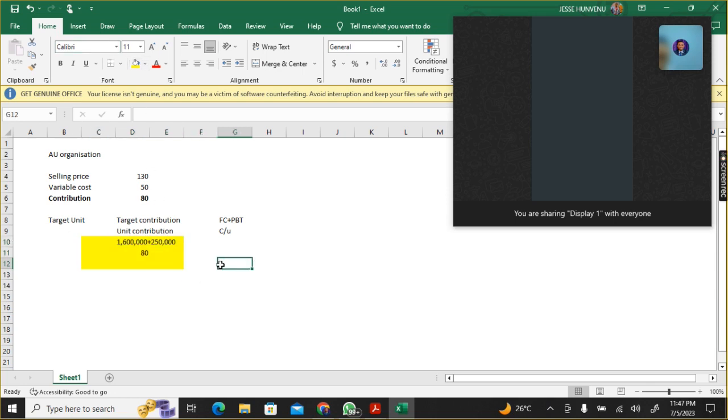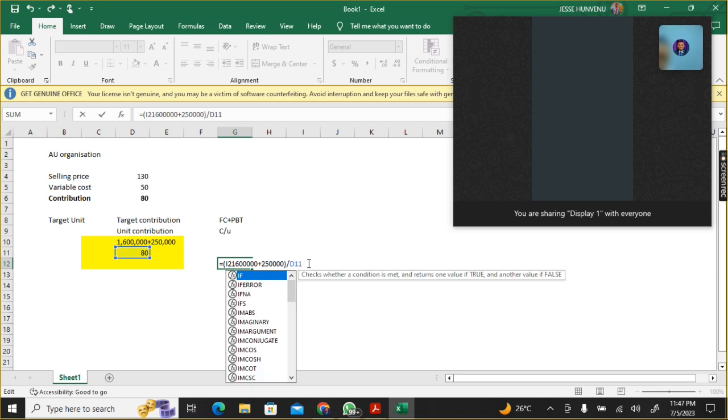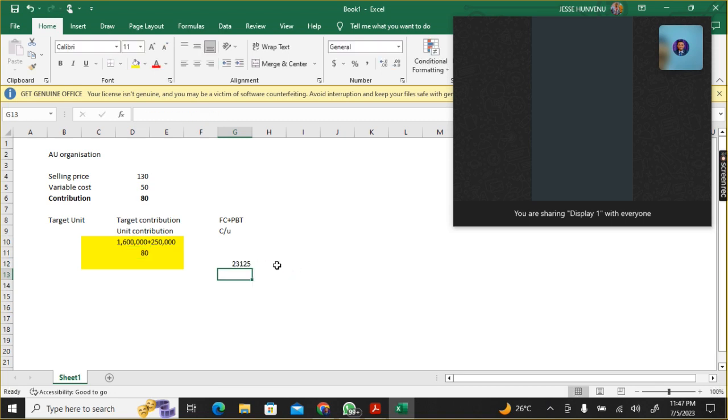Now, using our formula in Excel, we can just say 1,600,000 naira, plus 250,000, divided by 8. So the answer is 23,125 units.